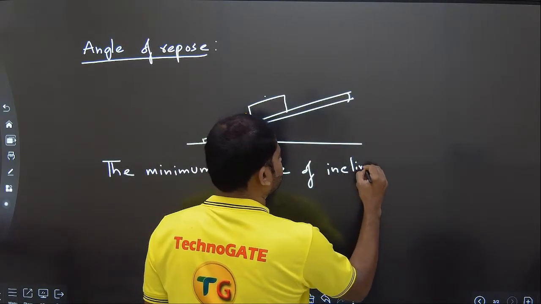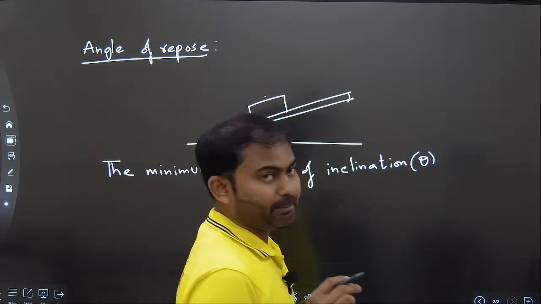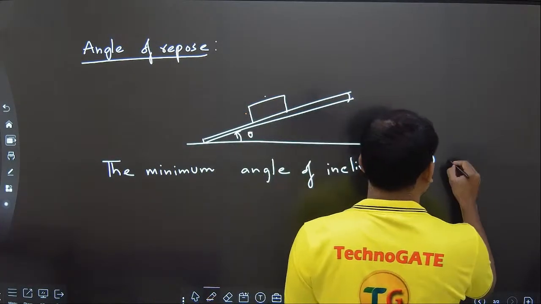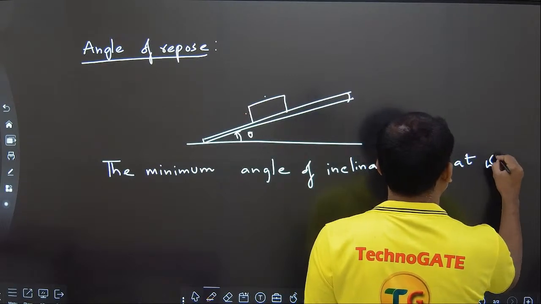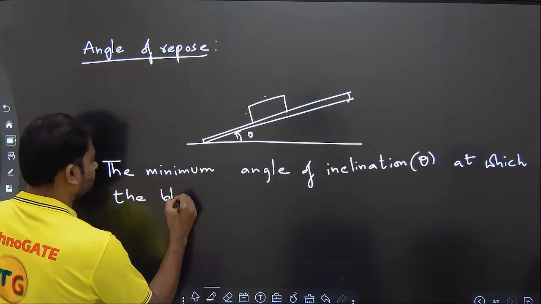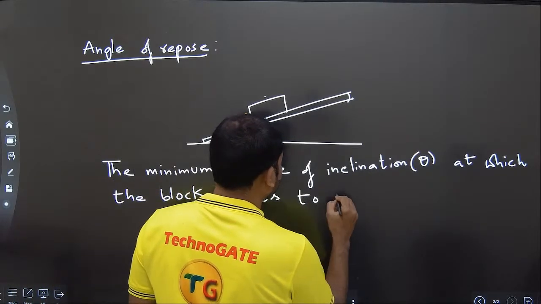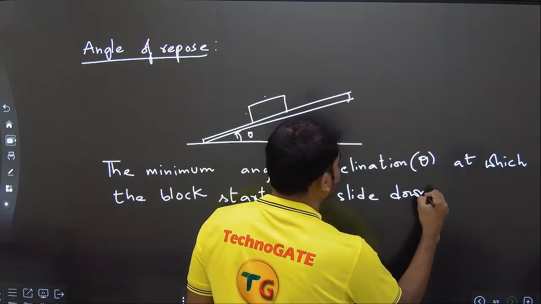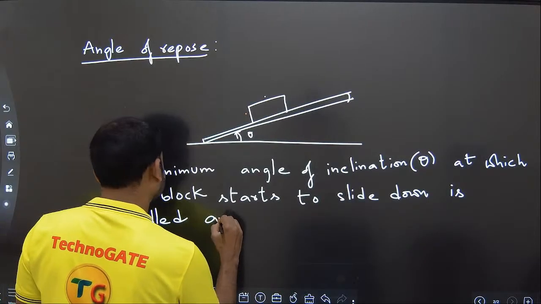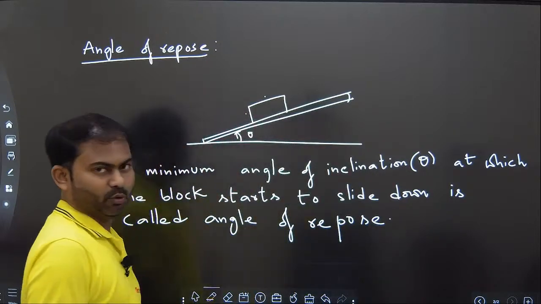angle of inclination theta, the minimum angle of inclination theta at which the block starts to move or starts to slide down is called angle of repose. Angle of repose. Okay na, clear?